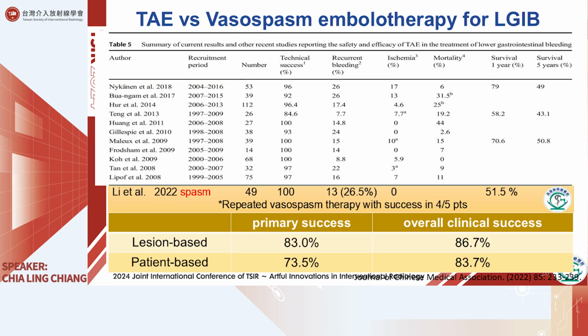In comparison to superselect TAE, our published results showed that our vasospasm and ball therapy success rate is very high, about 100%, and the recurrent bleeding rate is a little higher, about 26.5%, but with no concern of bowel ischemia. Our primary success rate is about 73.5%, and the overall clinical success rate is about 83.7%.